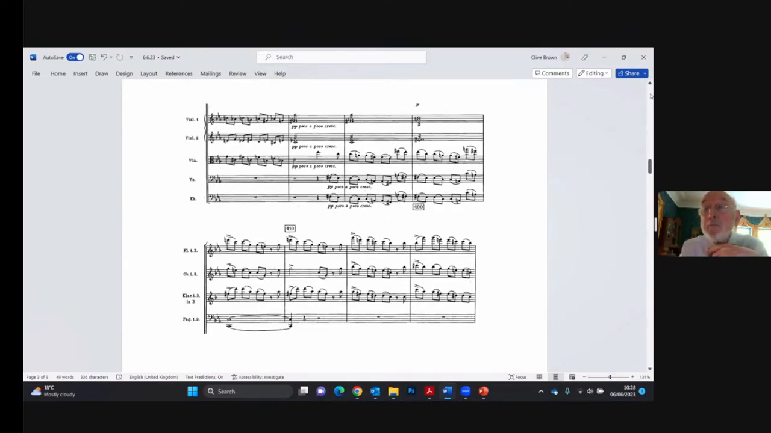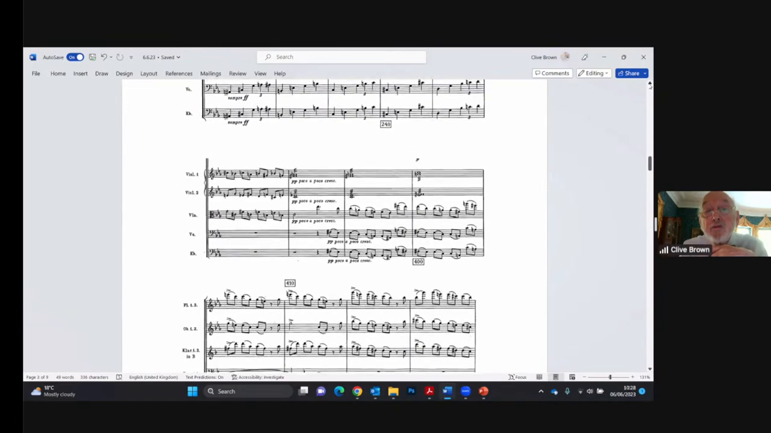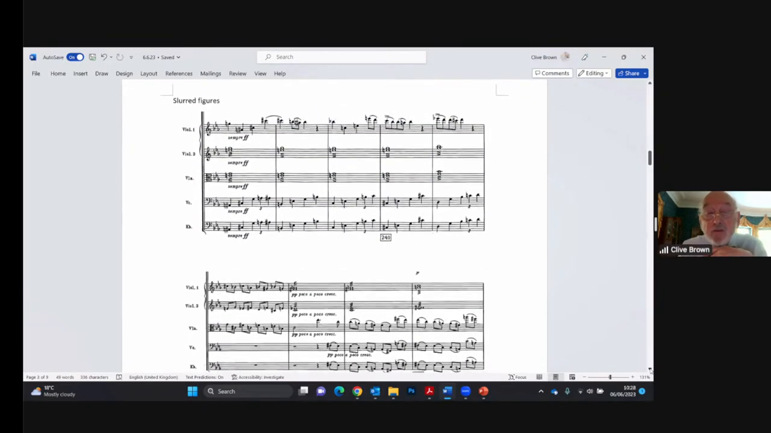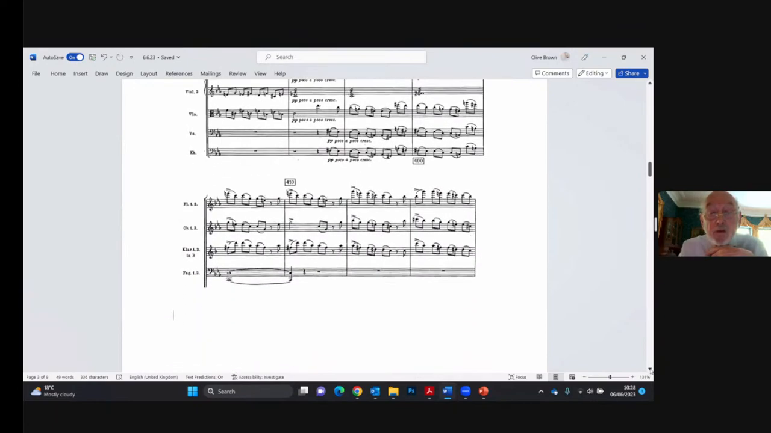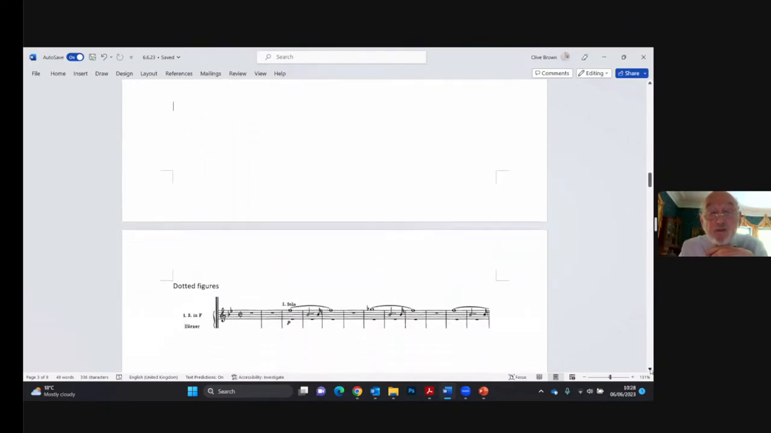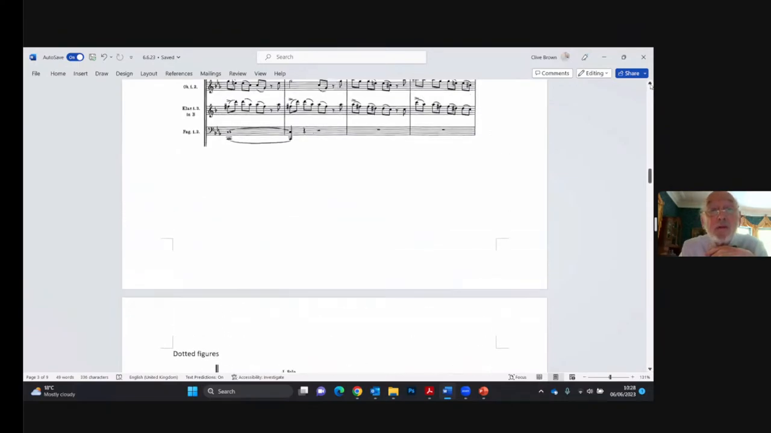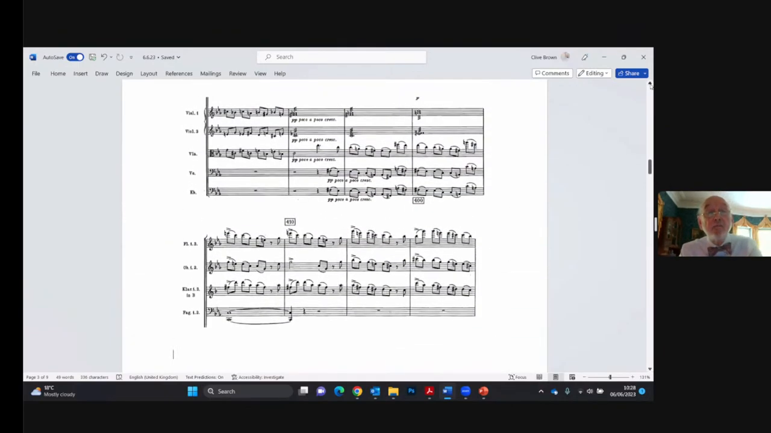And also, let me just see my examples. Yeah, also the same things for wind instruments. So in this passage here, strings and wind, all of these figures would be inflected.